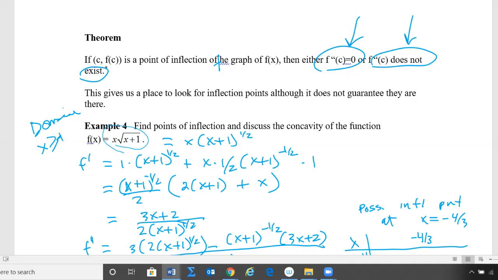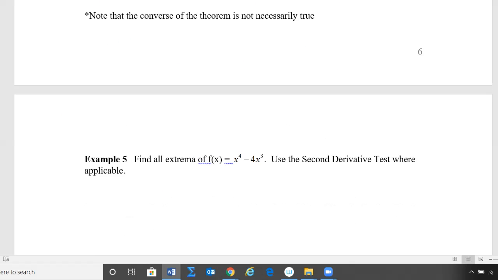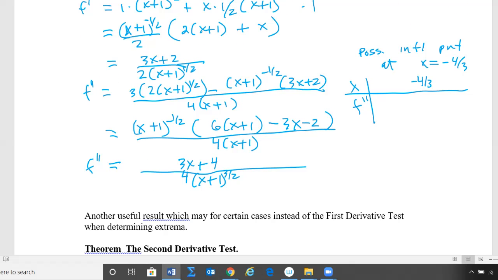Okay, -1. So back over here, that tells us something right away about the test that we were about to make. -4/3 is not even in the domain, so it can't be an inflection point. That tells us that there are no inflection points for this one. Concavity might change at -1, but it doesn't matter because we only have one side of the graph there anyway.